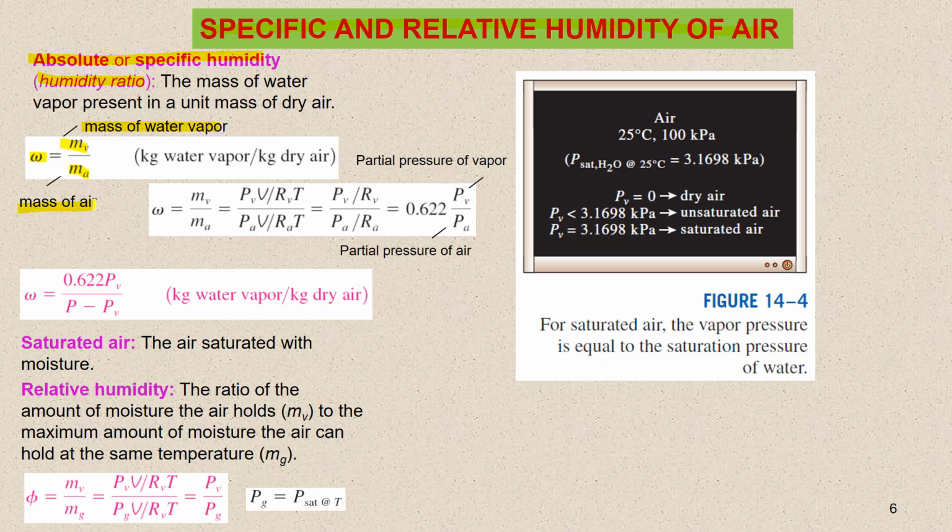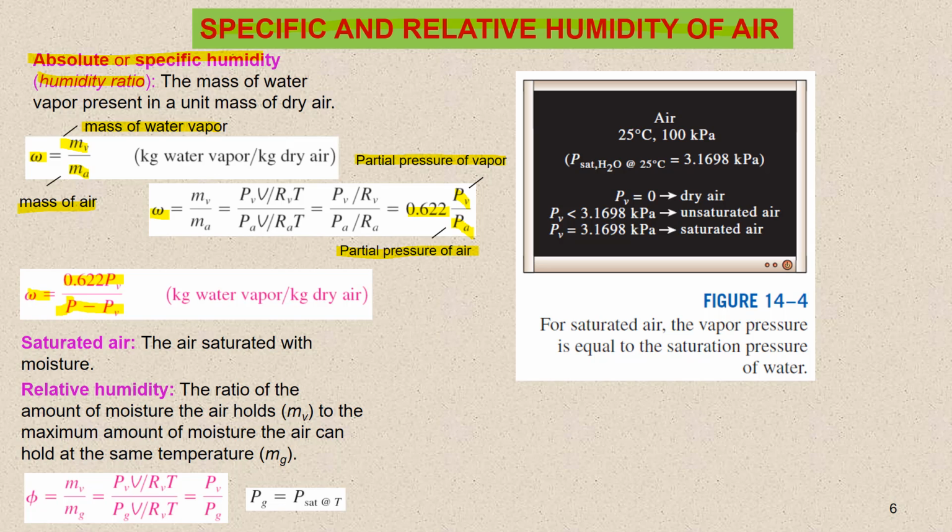The specific humidity can also be expressed using the PV = RT relations by omega equals 0.622 P sub V divided by P sub A. In this case, P sub V is the partial pressure of vapor and P sub A is the partial pressure of air. This can be further expressed as 0.622 P_V divided by P minus P_V, as you can see in this equation, where omega is given in kilograms of water vapor per kilogram of dry air. And in this equation, the capital P is the total pressure.